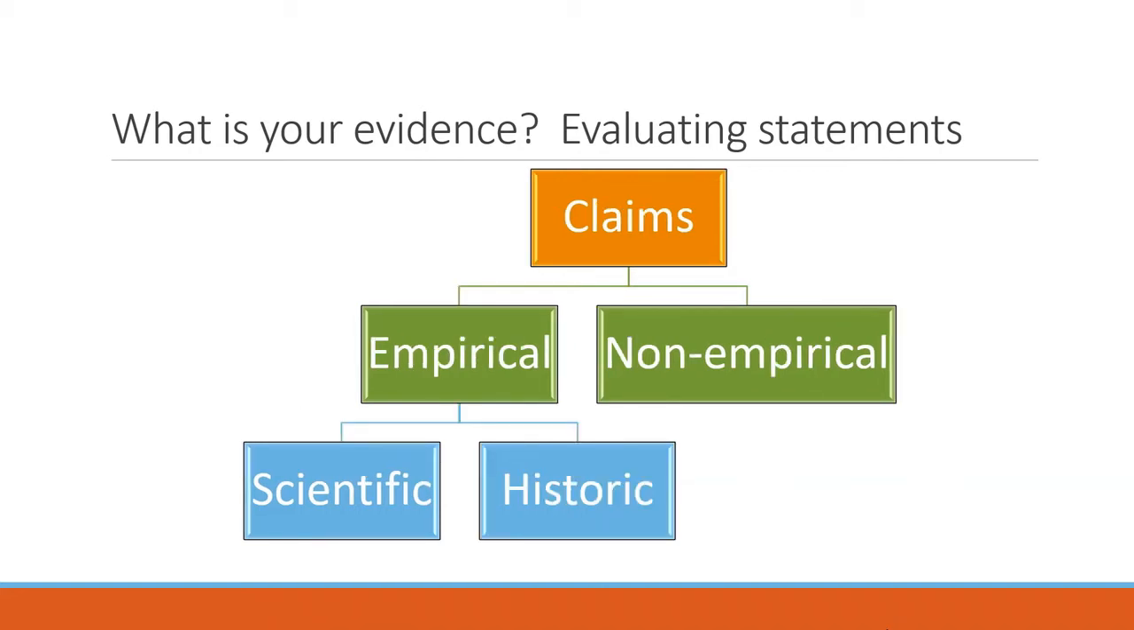Claims about history, claims about what happened in the past, who did what, are also empirical claims. These are claims that are going to be supported or refuted by observations of artifacts, written texts, things like that from previous time periods and cultures. So again, claims about what happened in the past, who did what, can be supported by observation of things from the past.